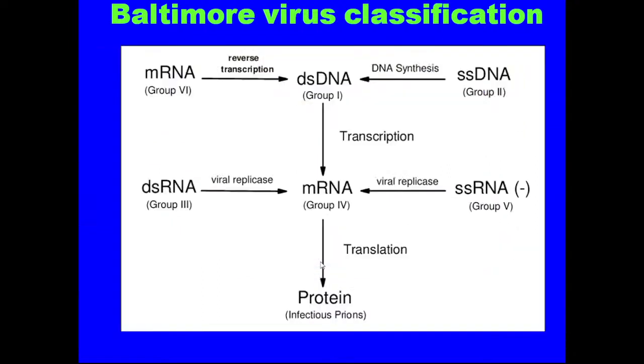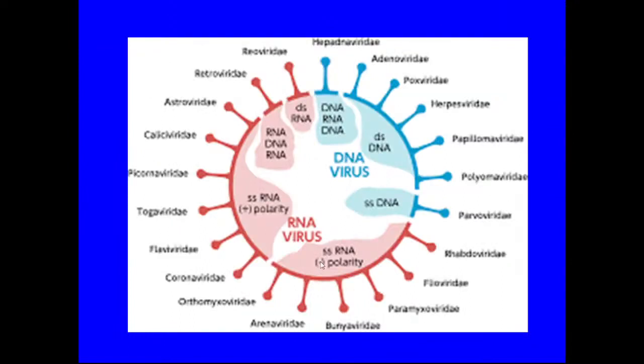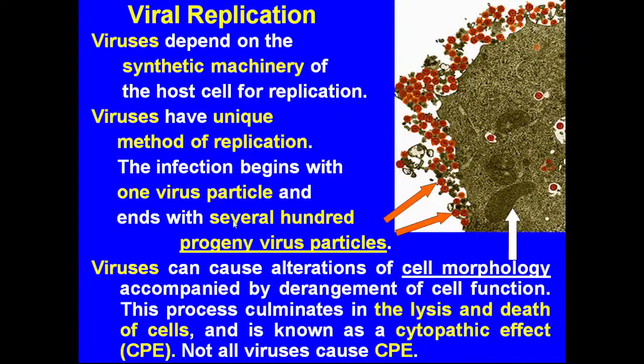So altogether 7 groups, my dears. And here you can see examples of the viruses from every group, right? So later on you take a look at these examples, and we go ahead with the viral replication.